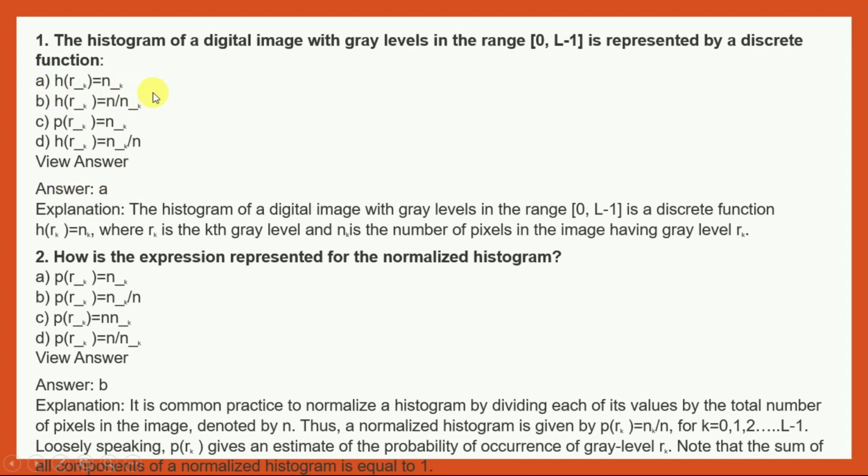So here we can see the function looks like this. And the next question is, how is the expression represented for a normalized histogram? So the answer is option B.